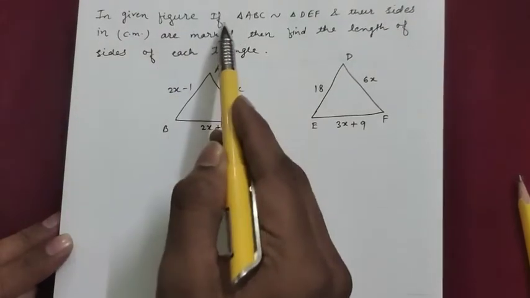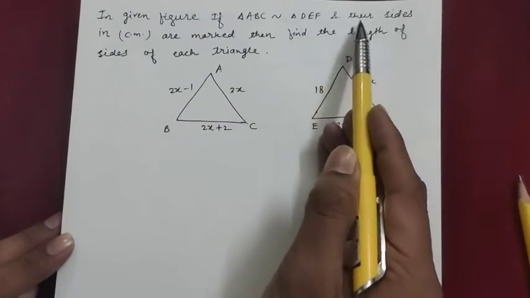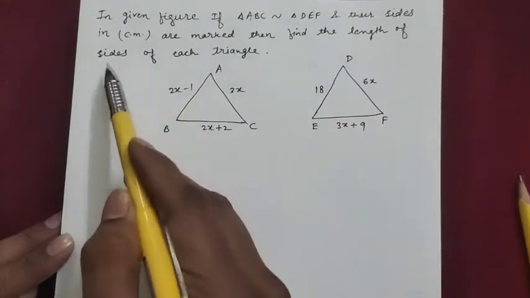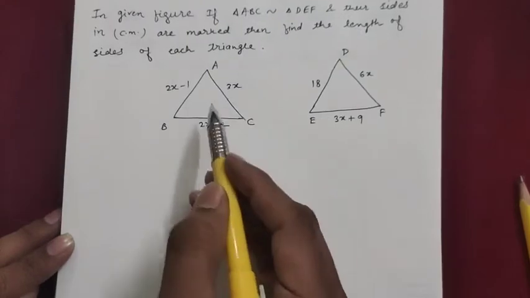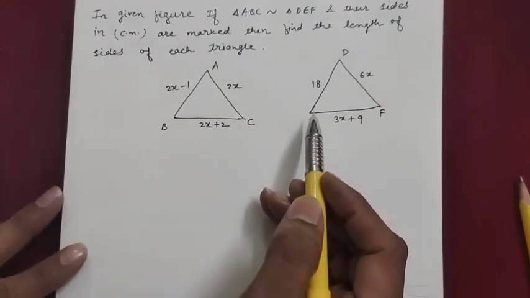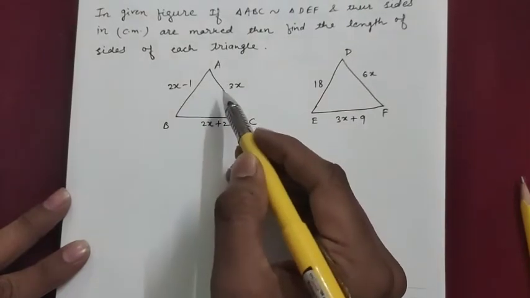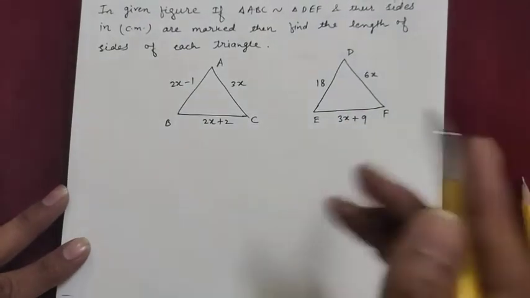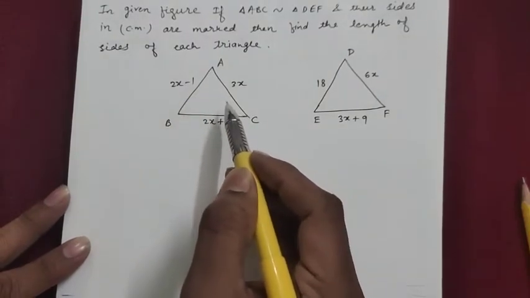In the given figure, if triangle ABC is similar to triangle DEF and their sides in centimeters are marked, then find the length of sides of each triangle. As you can see, these two triangles are there and the lengths of the sides are already marked in the figure. So we have to find the length of each triangle's sides.